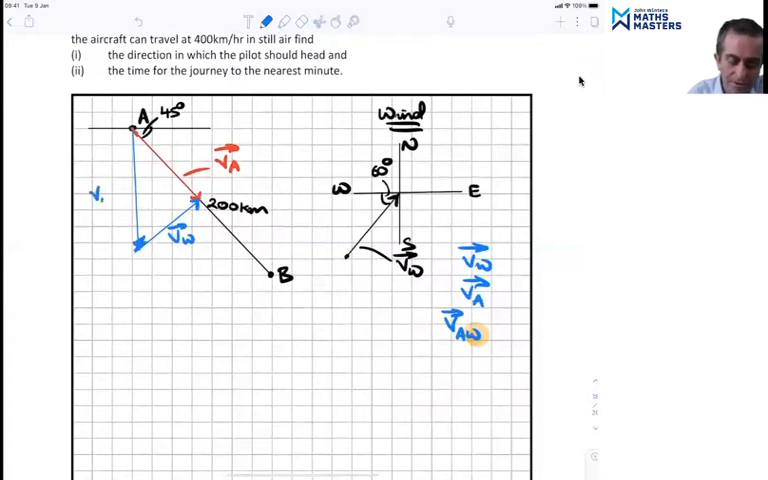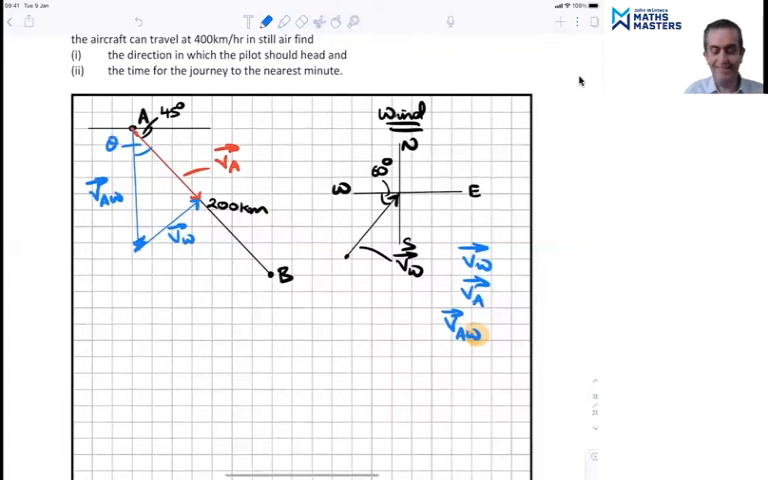So this one is the velocity of the aircraft relative to the wind. This question here is exactly like the previous question we did. The only difference being that A and B are not north-south of each other or east-west of each other, okay? Now, what I need to find out really, I suppose, is what that angle there is.